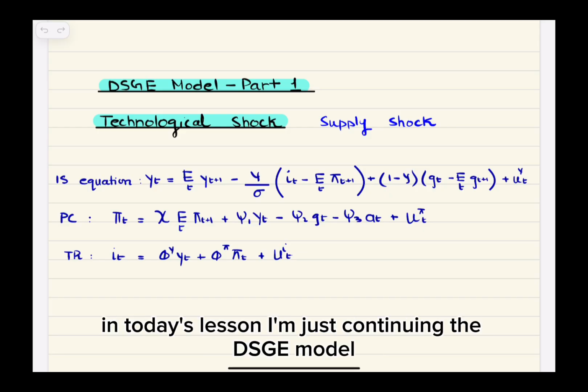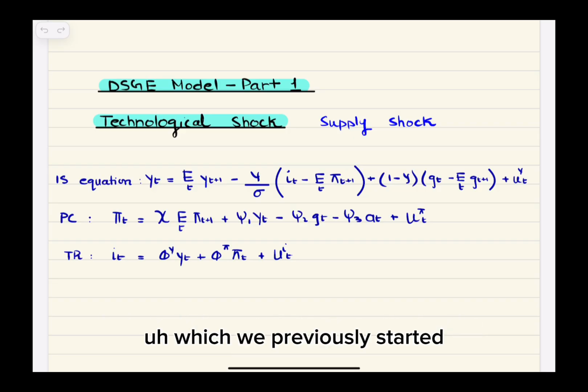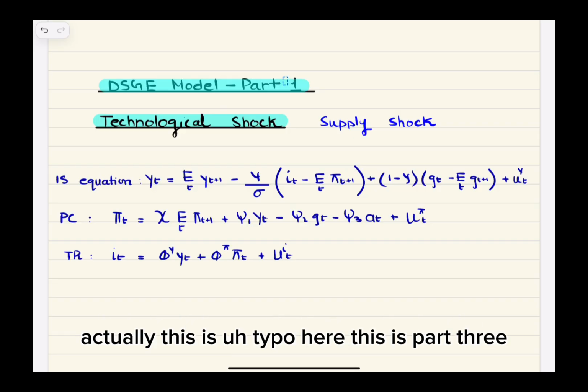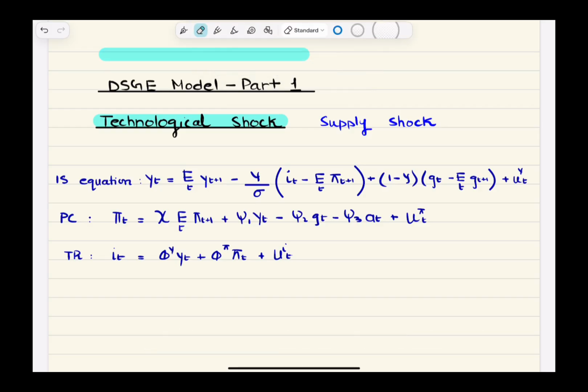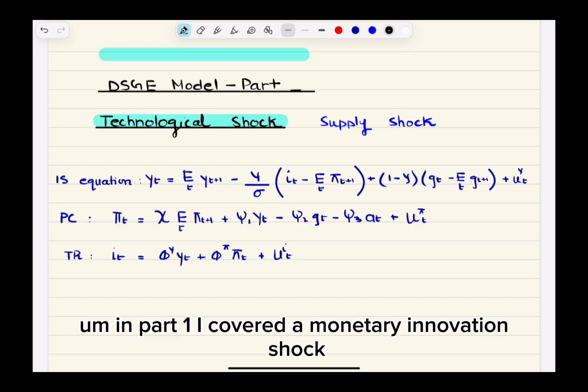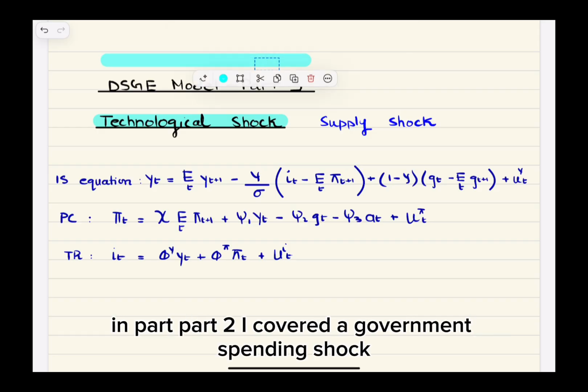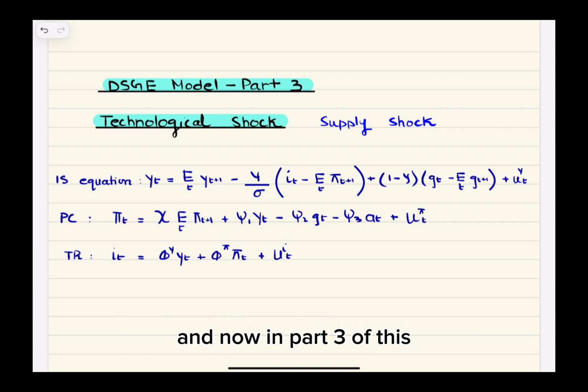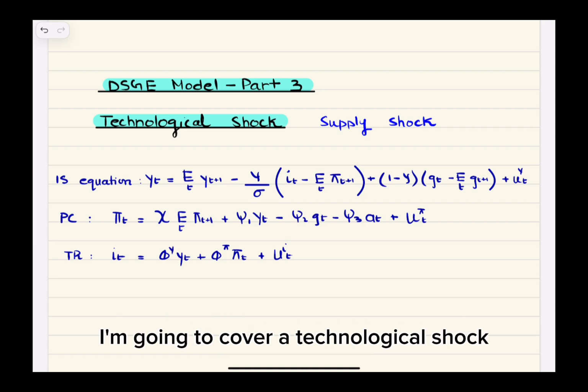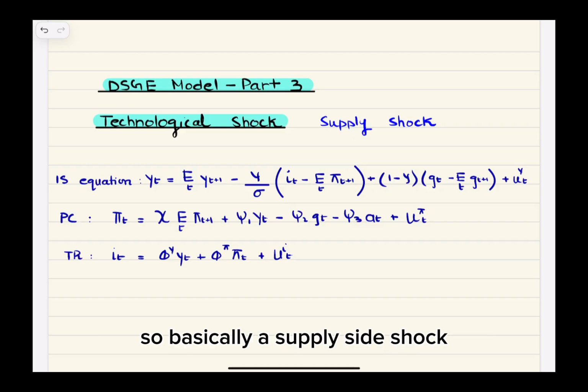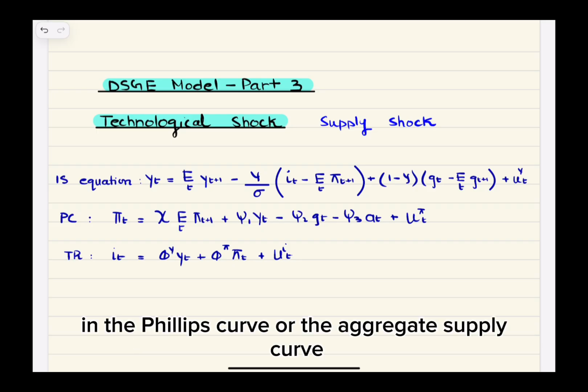In today's lesson, I'm just continuing the DSGE model, which we previously started. Actually, this is a typo here. This is part 3. We've already done, in part 1, I covered a monetary innovation shock. In part 2, I covered a government spending shock. And now in part 3 of this, I'm going to cover a technological shock. So basically a supply side shock. You could think of this as a shock in the Phillips curve or the aggregate supply curve.